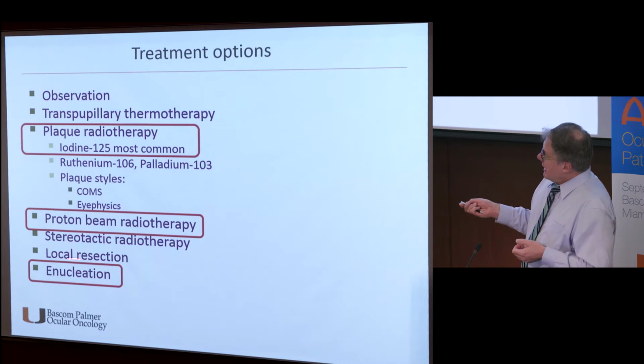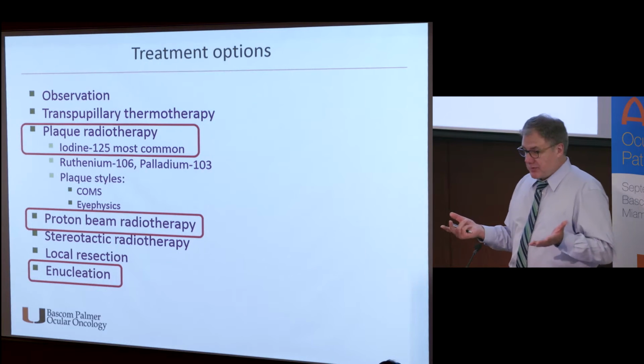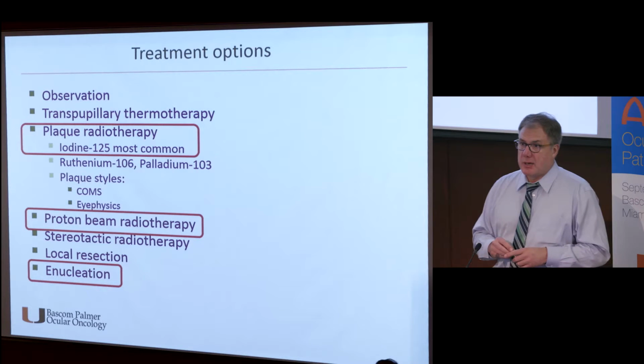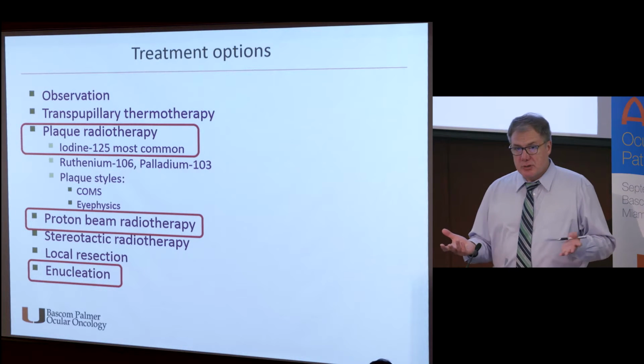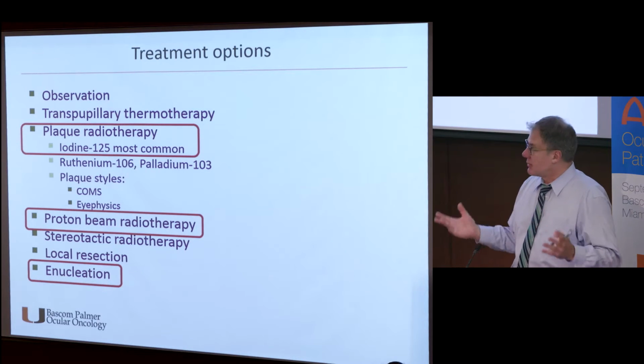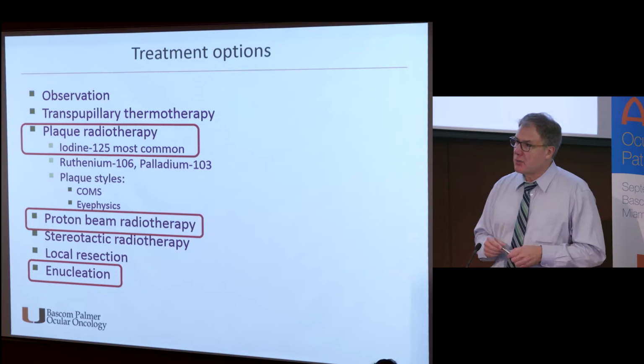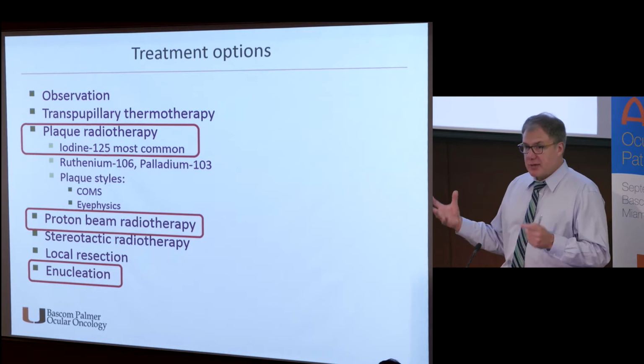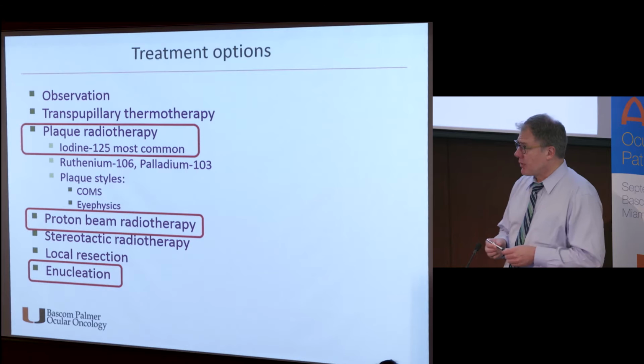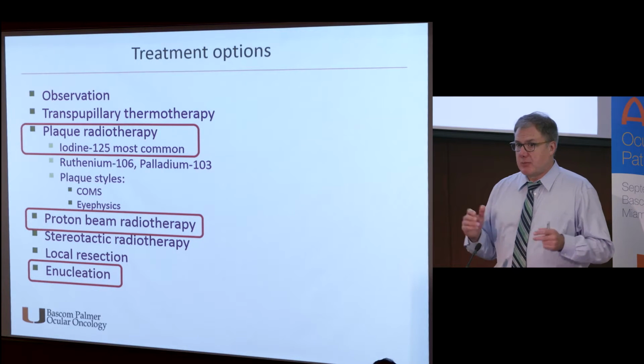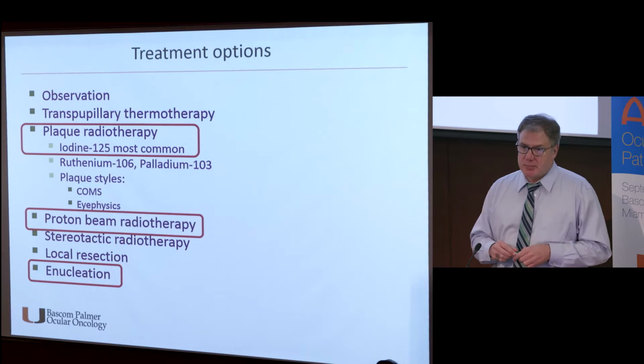Okay, and I think they're all good if done by somebody with a lot of experience with that particular technique. Enucleation is still something that we have to do, particularly in a very large tumor, a tumor that's caused a lot of bleeding or retinal detachment, or it's extending outside of the eye, and that's perfectly legitimate, and we do that probably in 10% of patients.